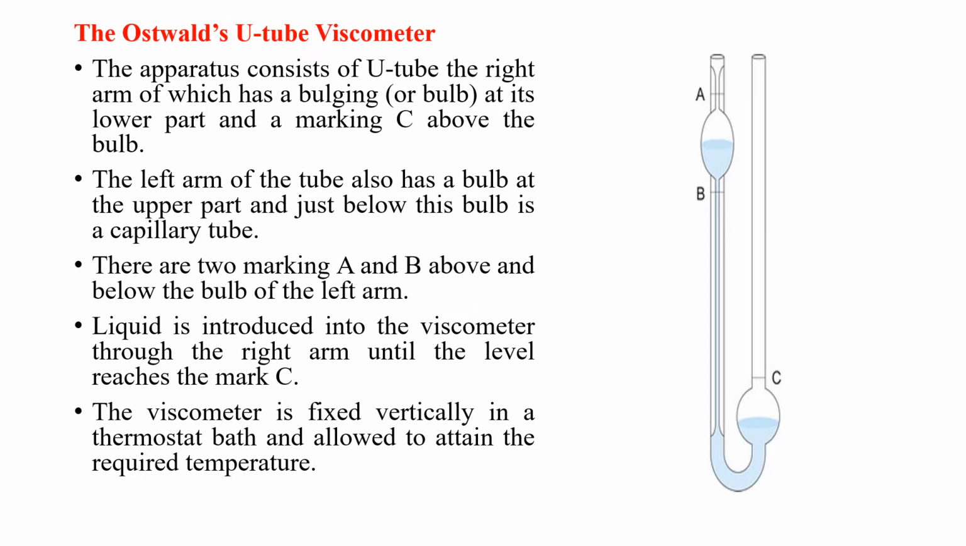Now, close that arm with the help of a thumb and then fix this viscometer to a stand with the help of a clamp. Now, remove the finger. The liquid tries to flow down from mark A to mark B. Now, the time taken for the liquid to flow from mark A to B is noted down.